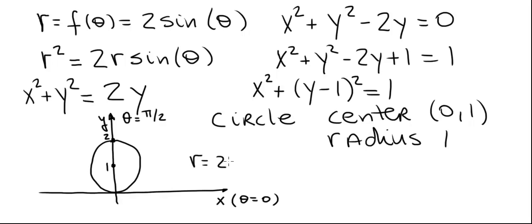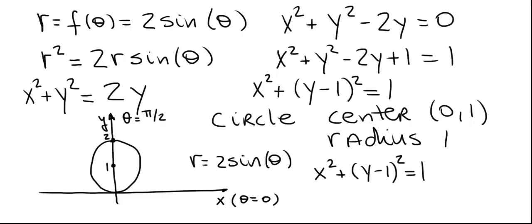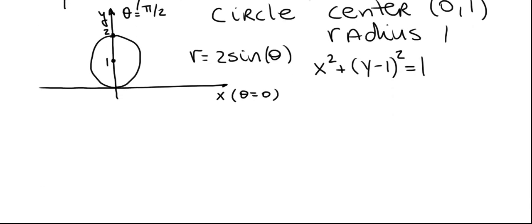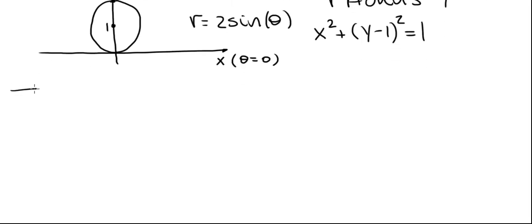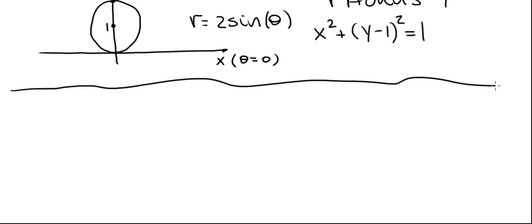So r equals 2 sine of theta is equivalent in rectangular coordinates to the circle x squared plus (y minus 1) squared equals 1. In this case, it was possible to take a polar equation, find an equivalent rectangular equation, and the rectangular equation was familiar, recognizable, easy to graph. Unfortunately, it is not always true that a polar equation has an equivalent rectangular equation that's easy to graph. In fact, most of the time it's false, so we need to do this directly.